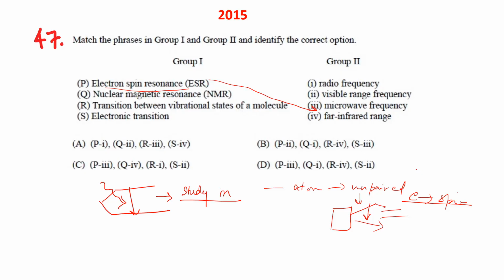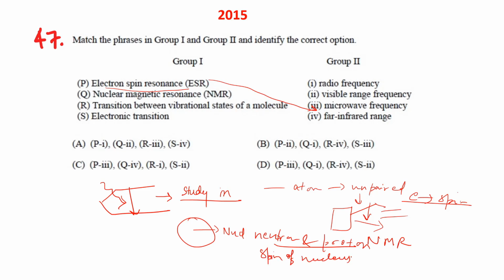Nuclear magnetic resonance is similar to electron spin resonance, but in this case the nucleus consists of neutrons and protons. For NMR, the spin of the nucleus should not be equal to 0, meaning the nucleus should have a spin. For NMR to happen, the spin of a nucleus should not be 0.